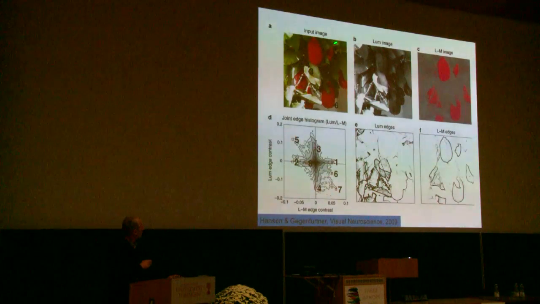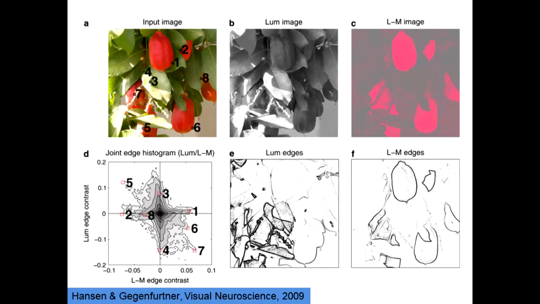Here's an example image, and we decomposed that image into a luminance image, and here into a red-green image, the component that's extracted by the red-green retinal ganglion cells. And then we ran just a standard Sobel edge detector on these images, and you can see the output here, the luminance edges, and here the red-green edges. So first of all, there are red-green edges here, and then we created a histogram.